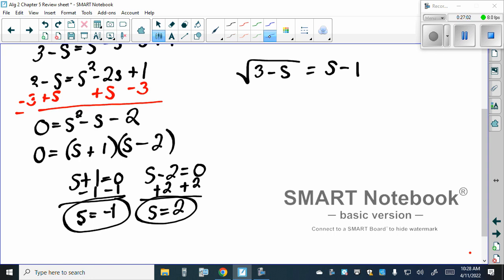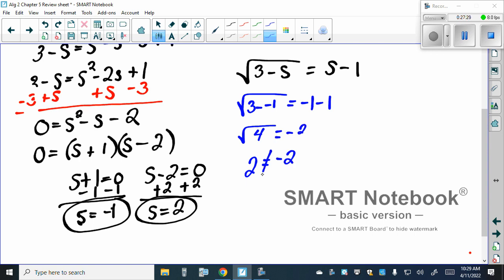Now again, this is going to be one of the ones in the section. The instructions are going to literally say, I think in all caps, check your solutions. Because if we check this here, square root of 3 minus -1 is equal to -1 minus 1. Well, 3 minus -1 is 4, square root of 4 is 2. -1 minus 1 is -2. We can say that 2 is not the same as -2. So, s equals -1 does not work.